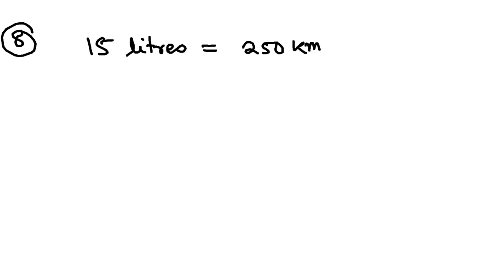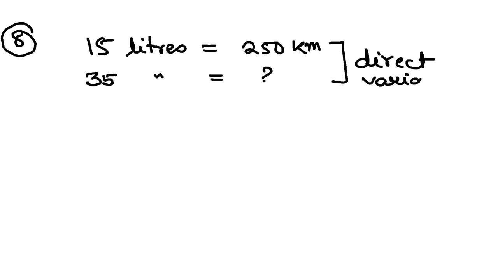If you read the question, if 15 liters of petrol is consumed by a car in covering a distance of 250 kilometers. So 15 liters helps you to cover 250 kilometers. Now they are asking, if I use 35 liters, how many kilometers? If I increase the amount of petrol, the distance or number of kilometers will increase. So in this case, it is direct variation. Petrol increases, distance increases; petrol decreases, distance decreases. So if they are in direct variation, we'll divide first and then multiply.